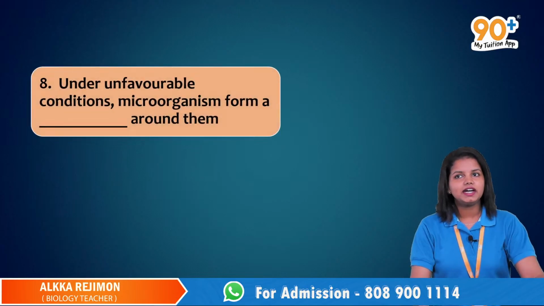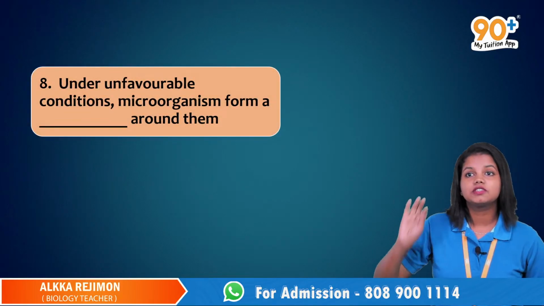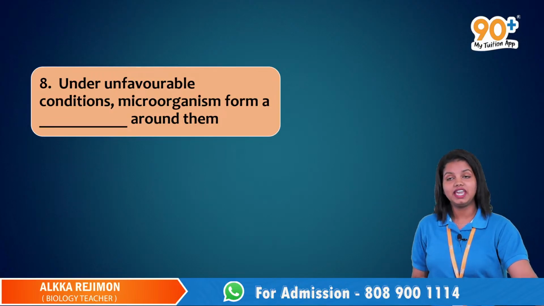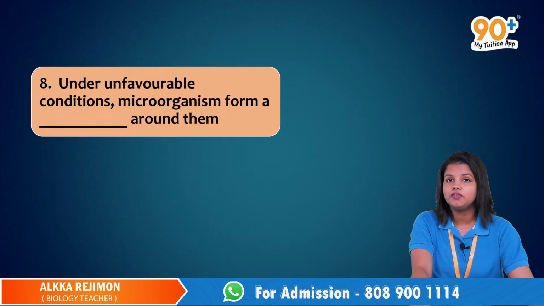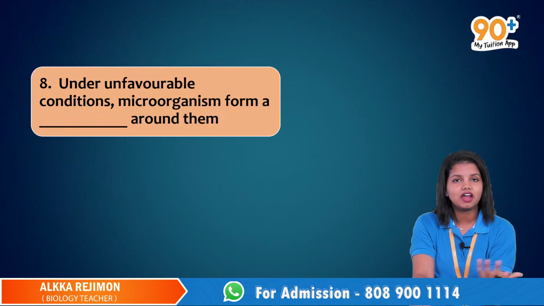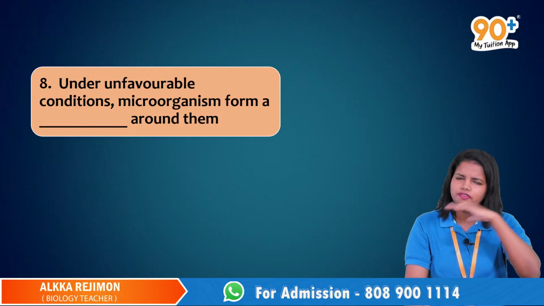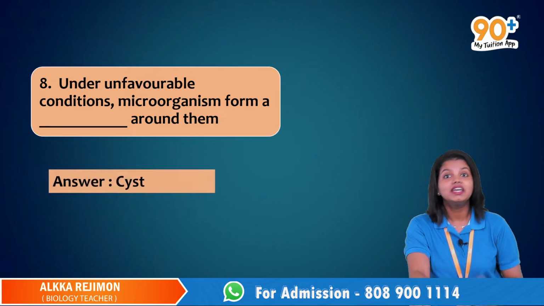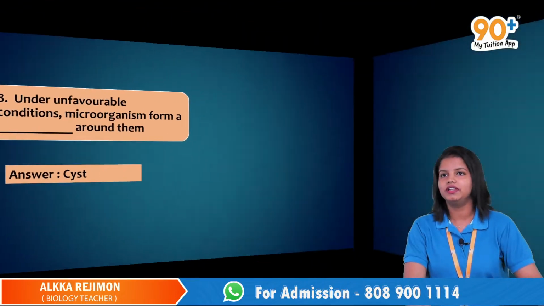And then here, another question. Under unfavorable conditions, microorganisms form a dash around them. During unfavorable conditions, microorganisms can form a protective layer around them, and they can stay inactivated for a very long time in a harsh environment, and that thing is called a cyst. Yes, it can form a cyst around it.